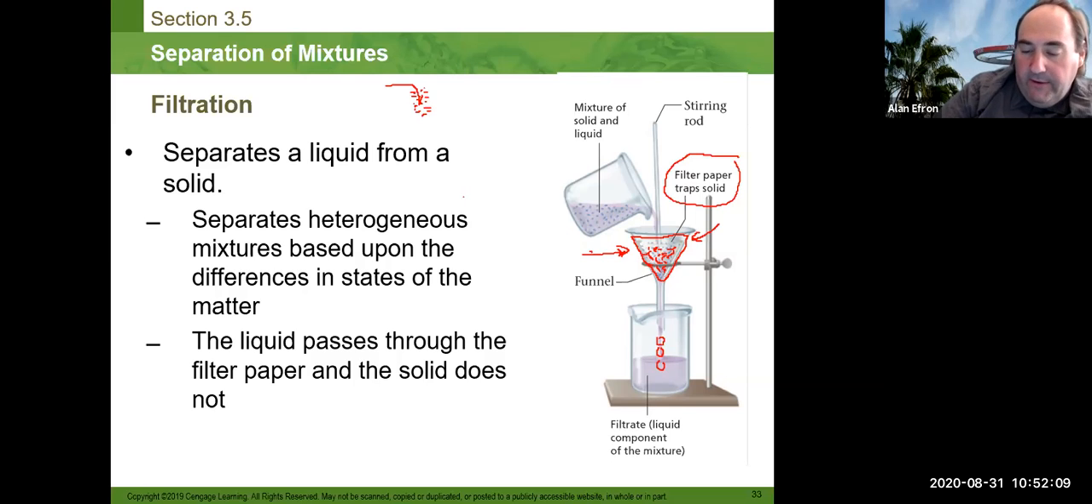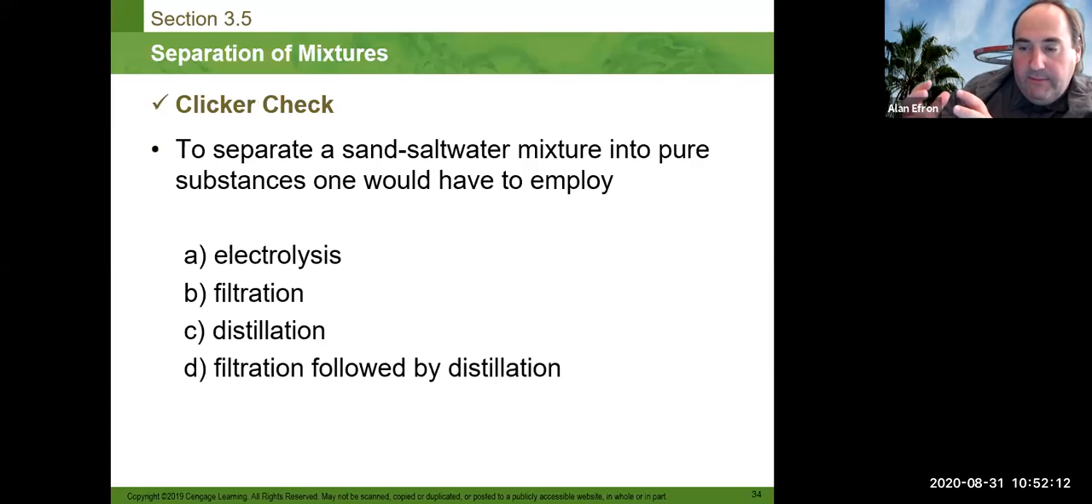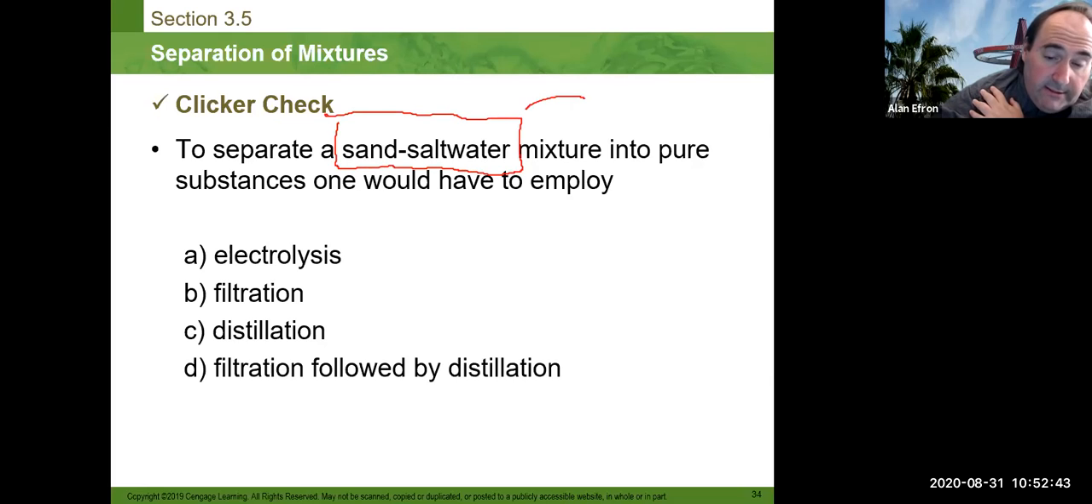So these are two very common ways that we could separate out mixtures. And as you can see in each of those examples, the sand and water mixture was a heterogeneous mixture, which we could separate out, and our homogeneous mixture we could also separate. So to separate out a sand saltwater mixture into pure substances, one would have to employ, and this is very much like the lab we're doing today, a sand saltwater mixture. This mixture right here between sand and saltwater is a heterogeneous mixture.